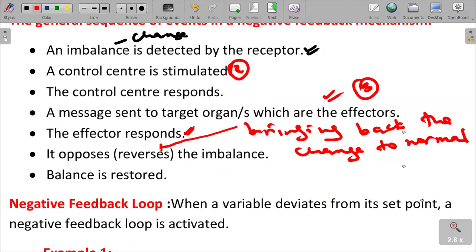The balance is restored, as number four. The balance is restored by the message that has been sent to the effectors, and therefore the effector responds by sending another signal that opposes that imbalance that has been detected. So we are saying the signal or the response or the feedback that is being sent is correcting the imbalance by bringing back the change to normal, and therefore we are coming to a narrow limit. We are in a way causing the balance to be restored.